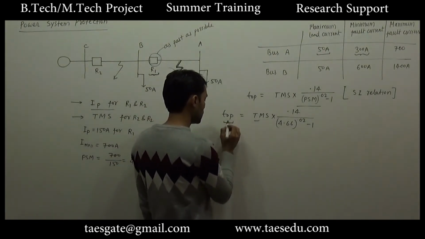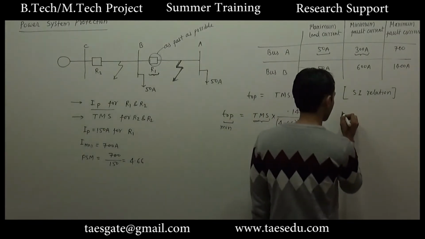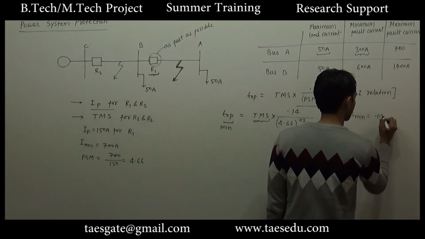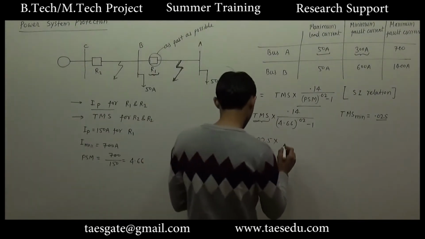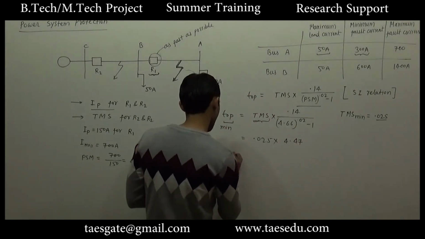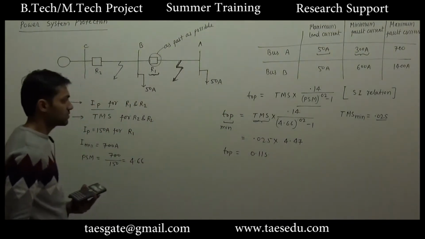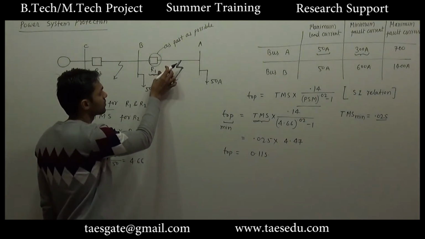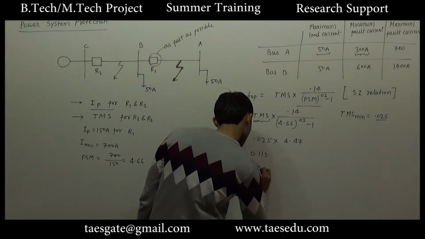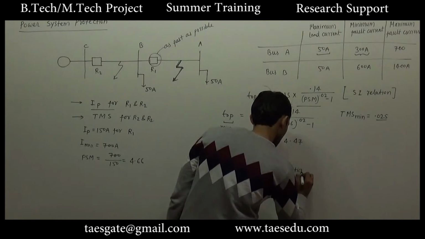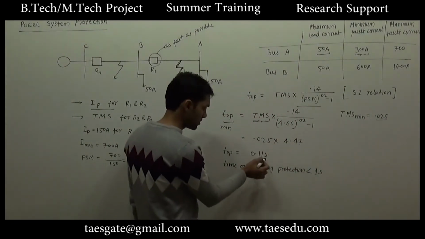So the time of operation should be minimum, so we have to choose the minimum value of time multiplier setting, and the minimum value is 0.025. So we'll use 0.025 into 4.47. So the time of operation is 0.11 second. The time of operation of the primary protection is 0.11 second, and the time of primary protection is also an important point which I forgot to mention earlier. The time of primary protection must be less than 1 second. So here it is 0.11 second.